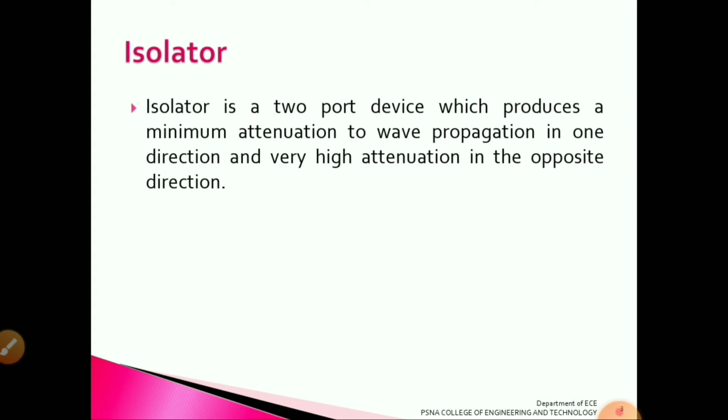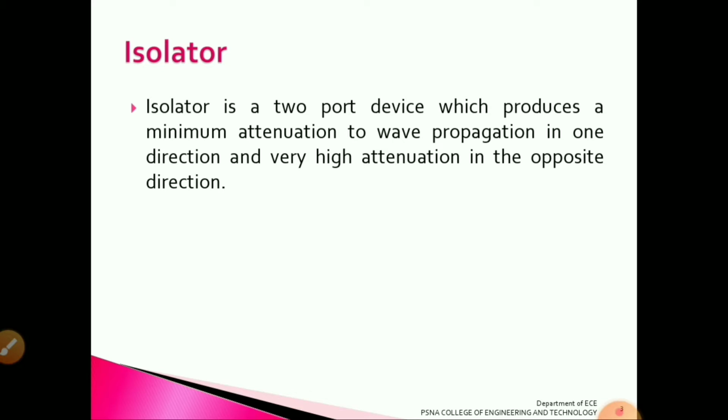Isolator is defined as a two-port device which produces minimum attenuation to the wave traveling in one direction and maximum attenuation to the wave traveling in the opposite direction. It is told that isolator is a two-port device, so it is having port number 1 and port number 2. When the wave is traveling from port number 1 to port number 2, if it is providing minimum attenuation, then when the wave is traveling from port 2 to port 1, it will provide maximum attenuation.